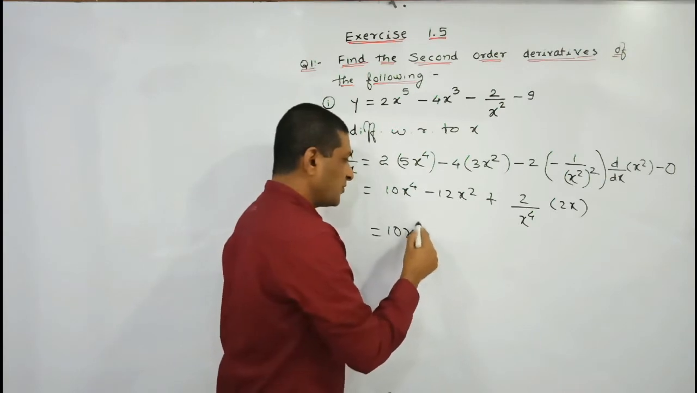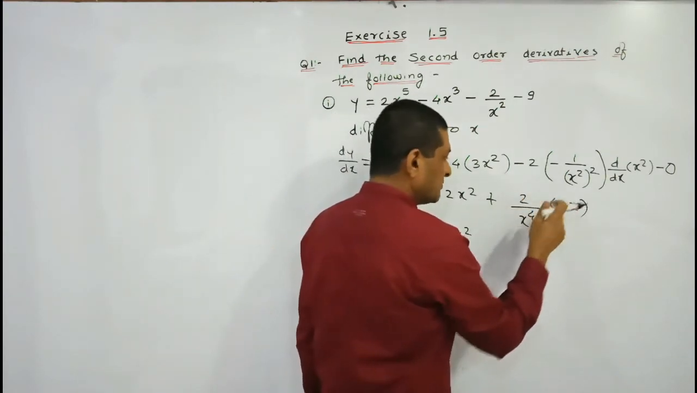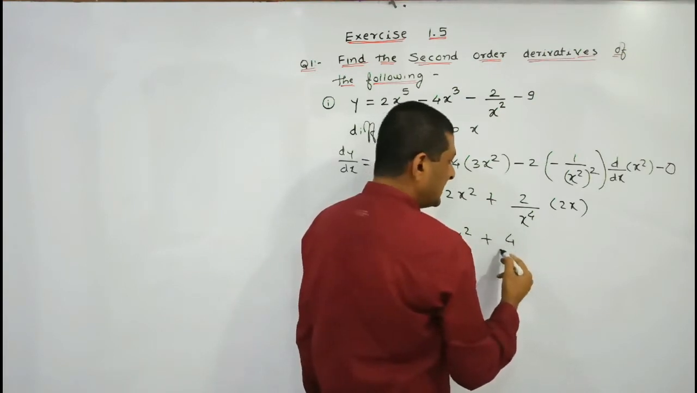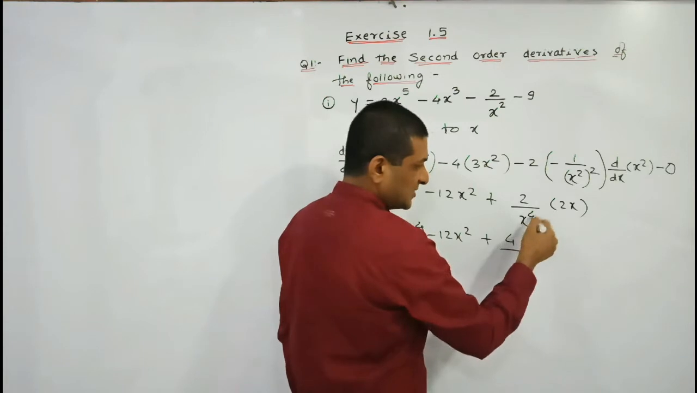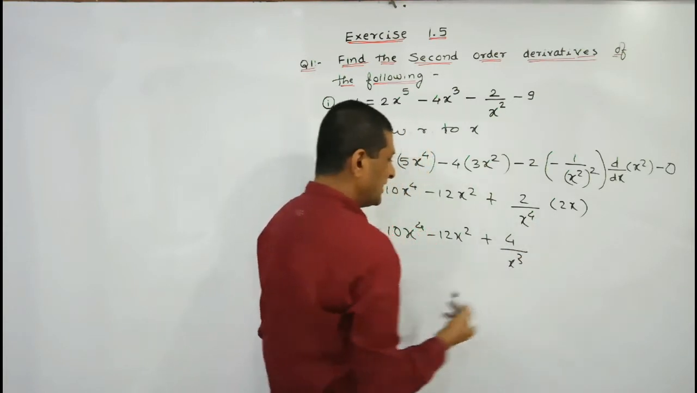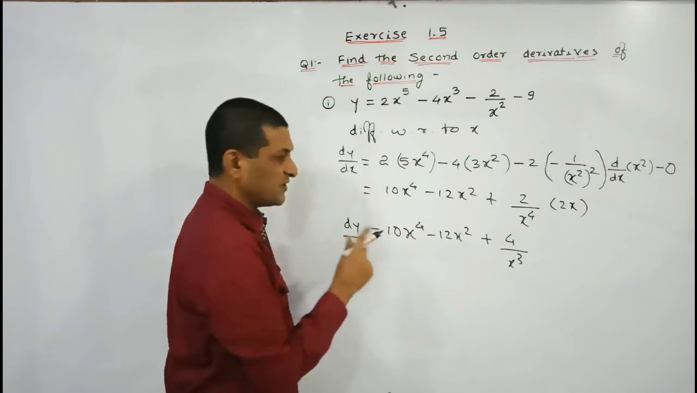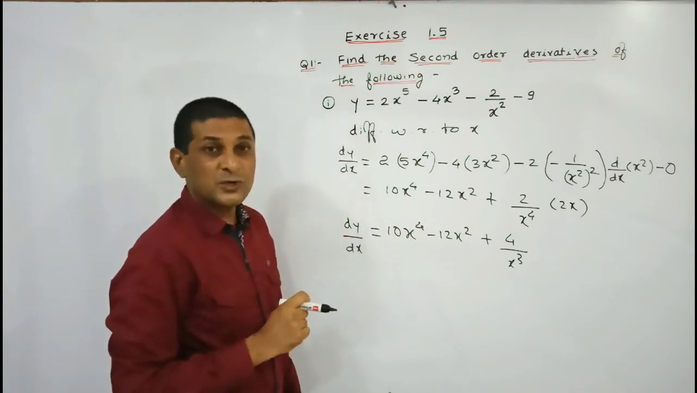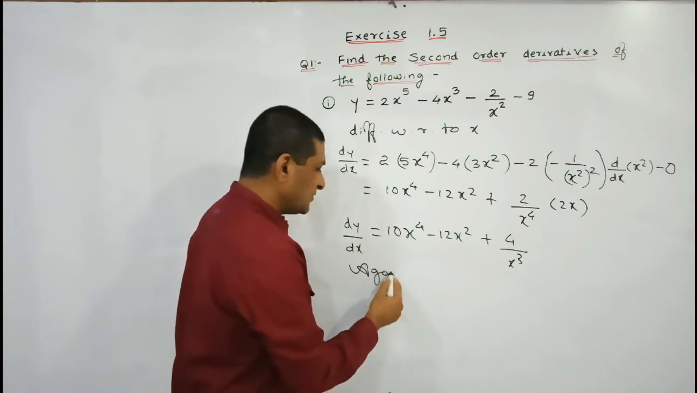10x raised to power 4, keep it as it is, minus 12x square also as it is. Here 2 into 2 will be equal to 4, and x and 1x from numerator and denominator will get cancelled, so here the remaining term is x cube. In this way we have got the value of dy by dx, which is nothing but our first order derivative. But the question is to find out the second order derivative, so again differentiate it with respect to x.